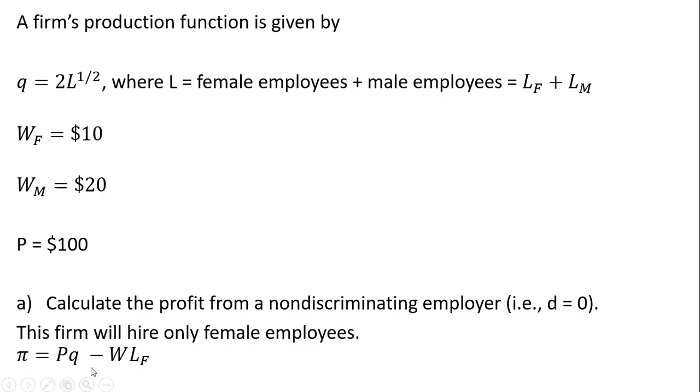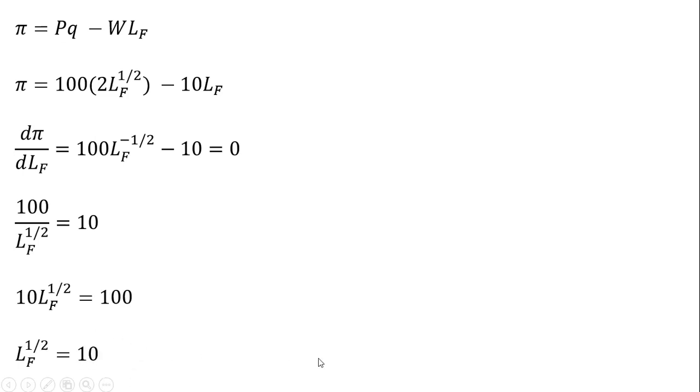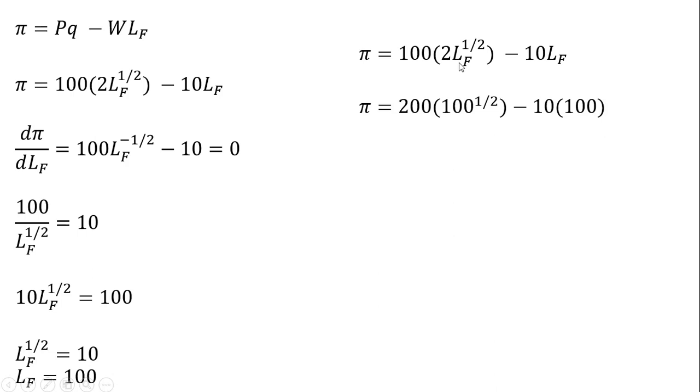So here's the firm's profit. Revenues minus cost. So the price is $100. I'll plug in the production function, subscripting the L here with an F. This firm will only hire female employees. The wage here for females is $10. And now we're going to maximize profit by taking the derivative of the profit function with respect to labor. And we'll get the following result. Setting this derivative equal to 0, since we're maximizing, and now solving for L, this firm will hire 100 female employees to maximize profit. And the level of profit, when you hire 100 female workers in this case, just plugging in 100 for L subscript F and solving, this firm will make $1,000 of profit.